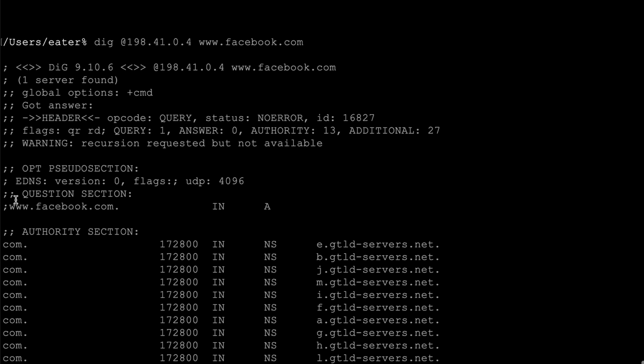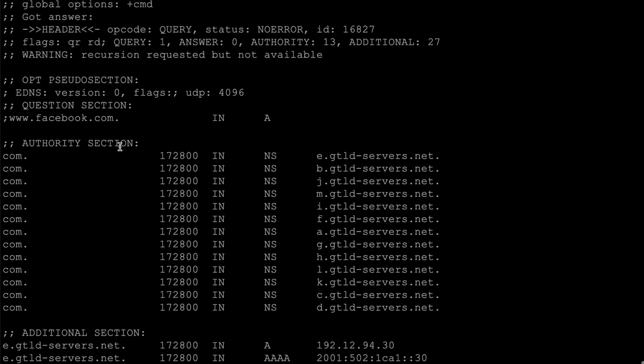So this is not actually going to answer our request, but it did give us a bunch of other information. It's saying here our question was www.facebook.com. We're looking for an internet address. That's what we're after. It doesn't give us an answer, but it does give us some other authority. It says that all of these different servers are authoritative for com. So the root server is saying, okay, you're looking for www.facebook.com. Well, I don't know anything about that, but I do know about com, this top-level domain.